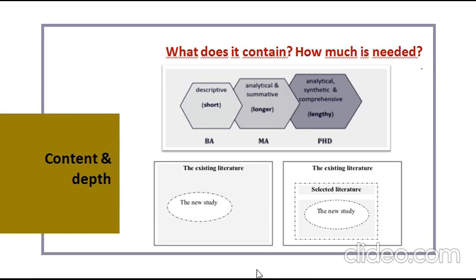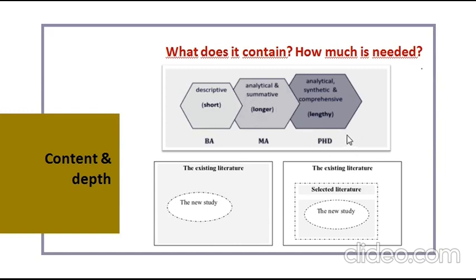Here we have a problem whether a researcher should write a very deep or profound review of literature or just a superficial one. This is partly related to the level of research, whether it is a bachelor's research, a master research, or a doctoral research. This is what you can see in the first diagram. At bachelor level, the review is usually descriptive and not very analytical, and it is short. In master's studies, it is somehow longer, more analytical, and summative.